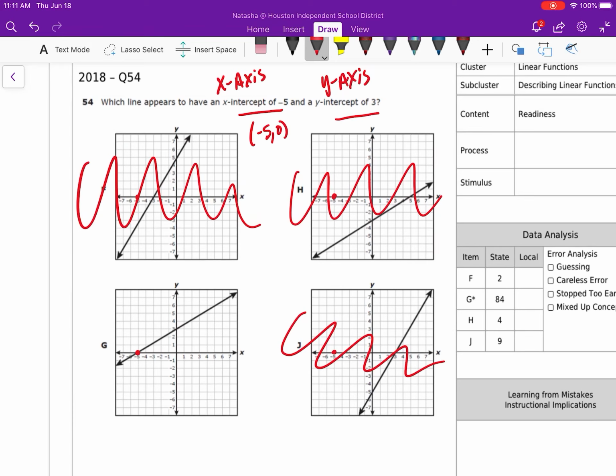We want to check and look at our y-intercept. And our y-intercept has a 3, or rather (0, 3). This is (-5, 0). So that one matches both of those. It has an x-intercept of -5, a y-intercept of 3, so our answer choice is G.